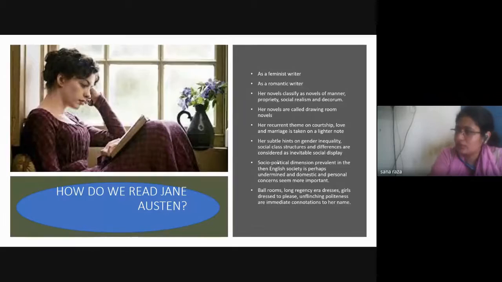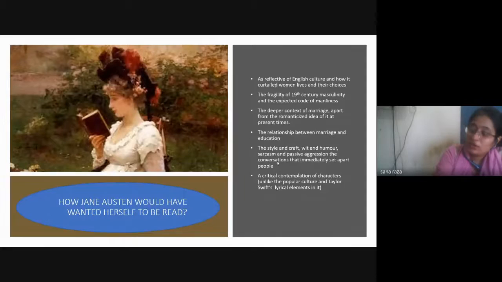Ballrooms, long Regency era dresses, girls dressed to please, unflinching politeness are immediate connotations to her name. So these are some of the things that we notice when we read Jane Austen. But how would Jane Austen have wanted herself to be read? She should have considered that her novels would be taken as reflective of English culture and how it curtailed women's lives and their choices. So once you are done with the reading, you should understand how much was allowed for a woman to experience and what she could do in that limited domain.